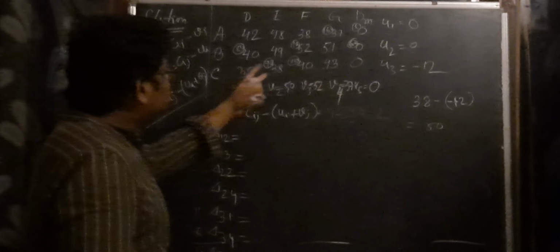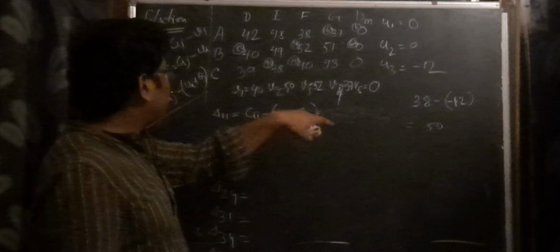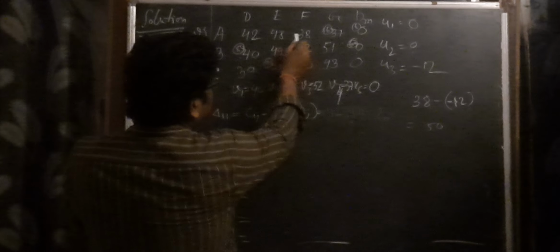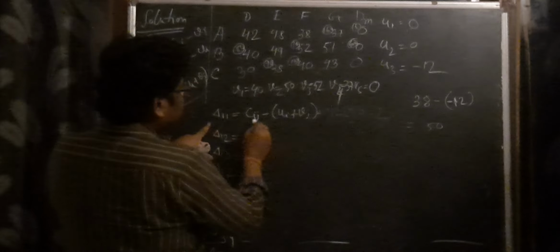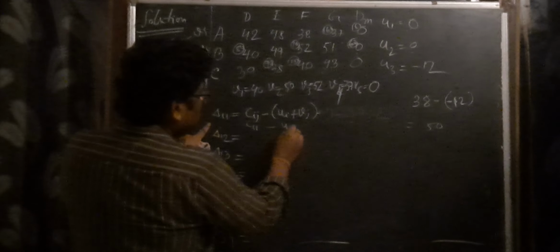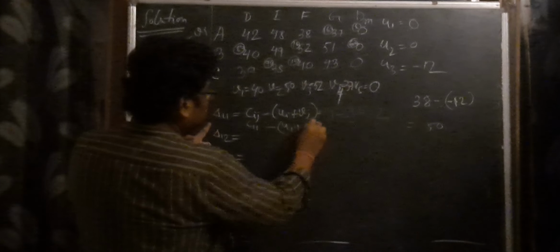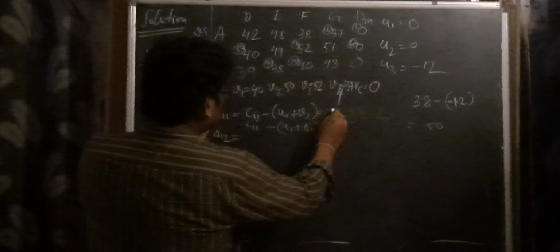So now on the basis of these Ui and Vj values, we try to find out the del ij. Del ij means the empty cells value. So del 11 is Cij minus Ui plus Vj, C11 minus U1 plus V1, by using this formula. C11 is 42 and U1 is 0, V1 is 40, so 42 minus 40 is equal to 2.